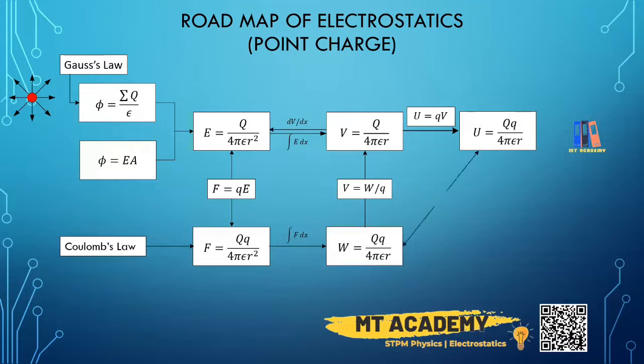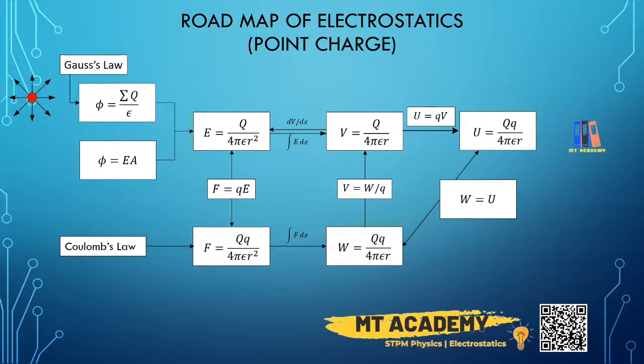You can notice that W and U have the same formula. This is because energy is conserved. The work done, the force applied on the point charge, will be converted into the electrical potential energy that is stored in the point charge.